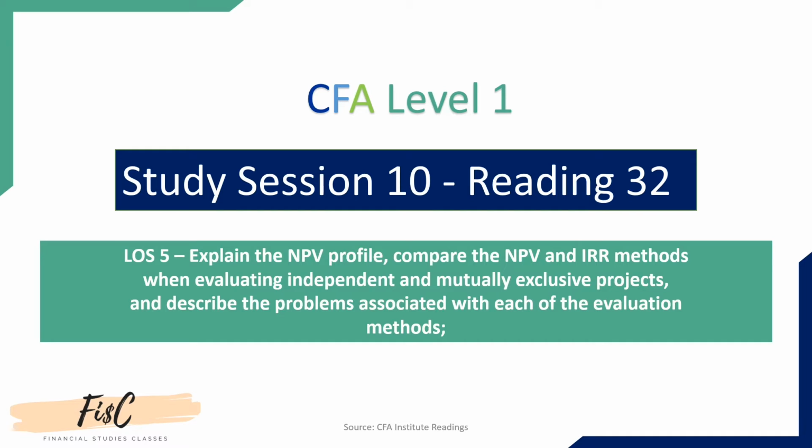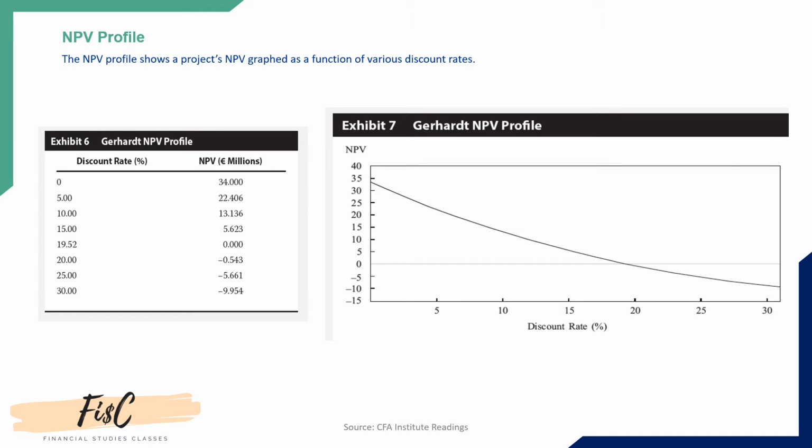Today we are going to study the reading number 32 CFA L1 LOS 5, 6 and 7. So we will begin with LOS 5 where we are going to discuss the NPV profile and compare the difference in NPV and IRR methods and which one is better among them. So first we begin with the NPV profile.